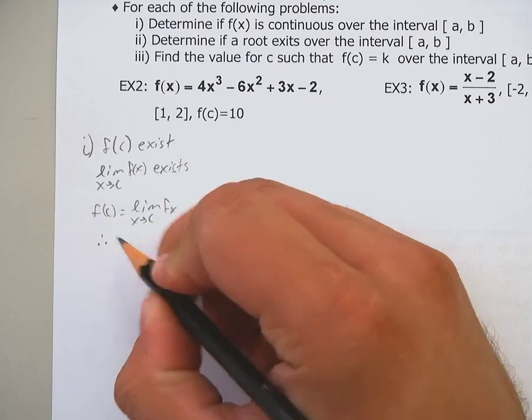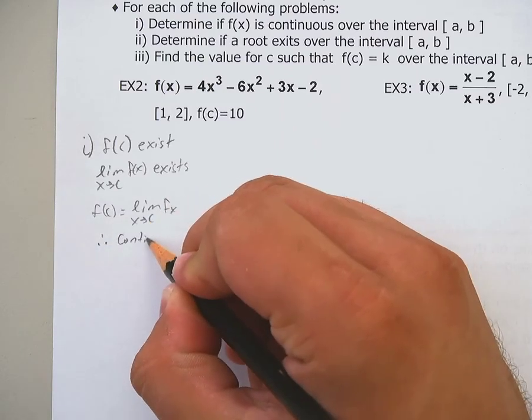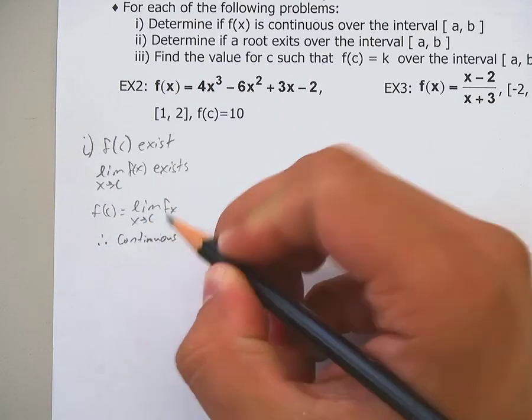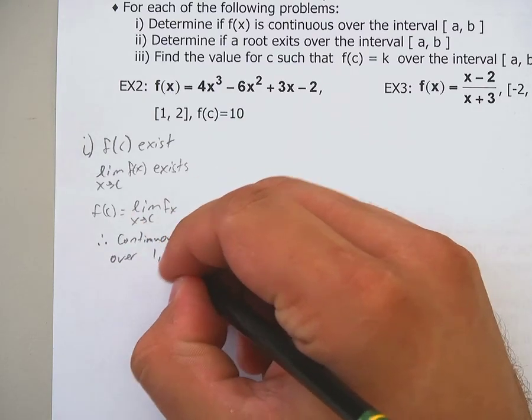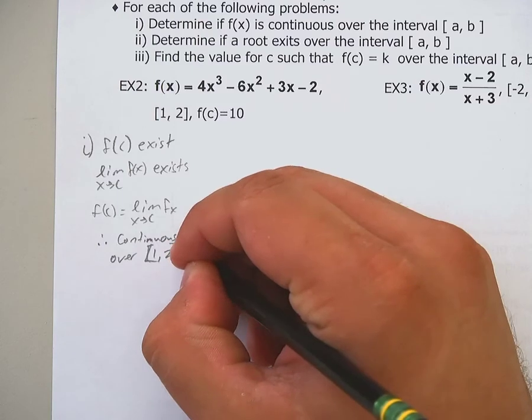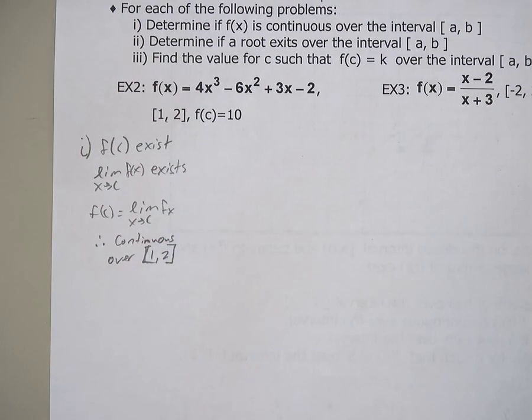Therefore, it's continuous over 1, 2. It is continuous over that interval, right?